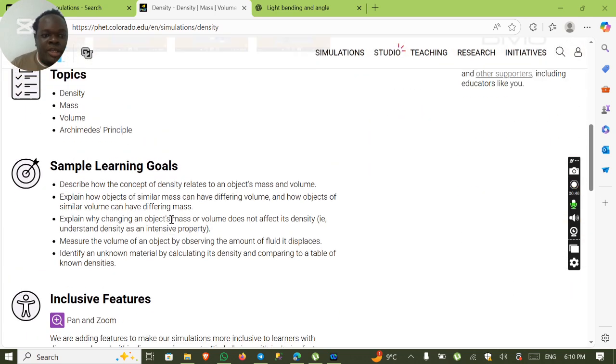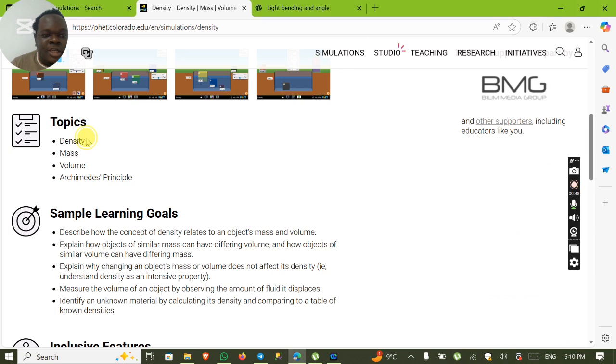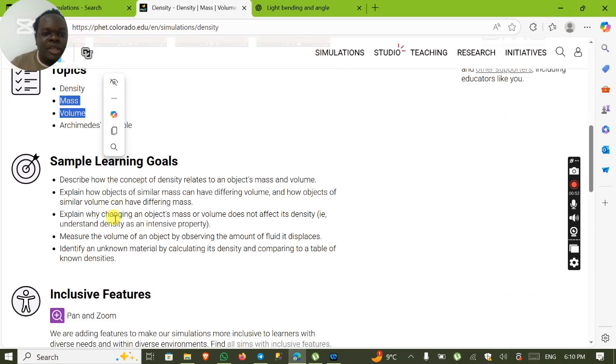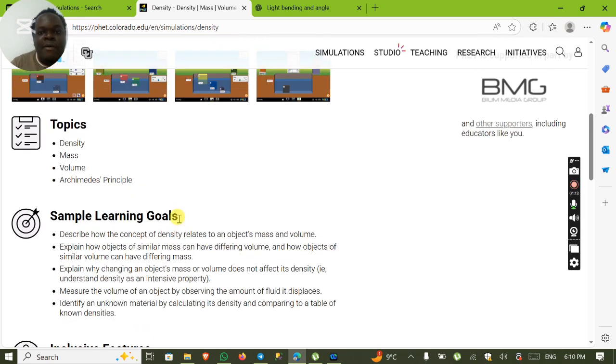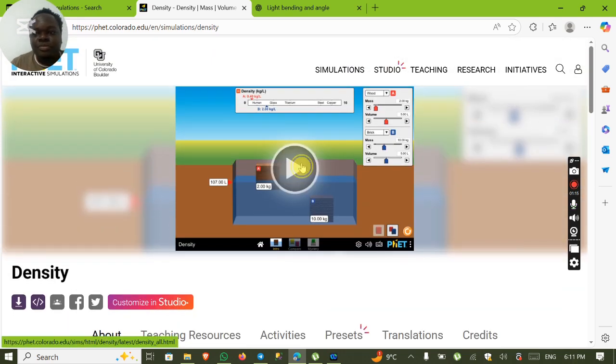So our goal today is to discuss density, mass, and volume: to understand how the concept of density relates to an object's mass and volume, how objects of similar mass can have different volume, and how objects of similar volume can have different mass. We will also explain why changing an object's mass or volume does not affect its density, that is, understand density as an intensive property. So let's start.